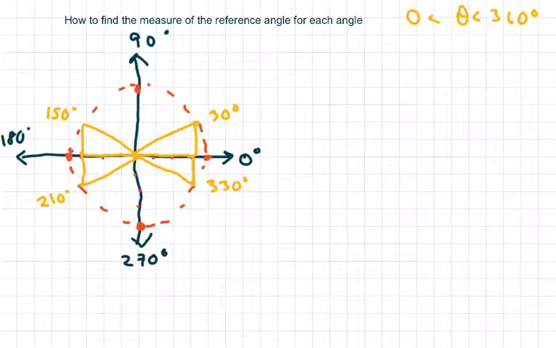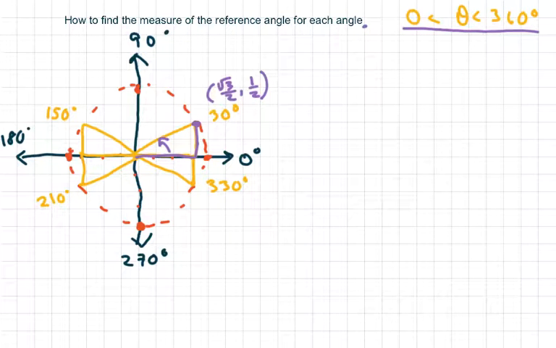Hi everyone, we're going to learn how to find the measure for the reference angle for each angle. In my class, we've already gone over the unit circle a little bit, and you know that in quadrant 1, with my 30-degree angle here, this point on the circle is square root of 3 over 2, comma 1/2. And we're finding reference angles between 0 and 360. So when our angle is in between 0 and 360, our reference angle is in quadrant 1.